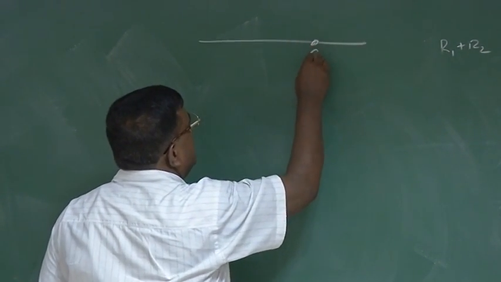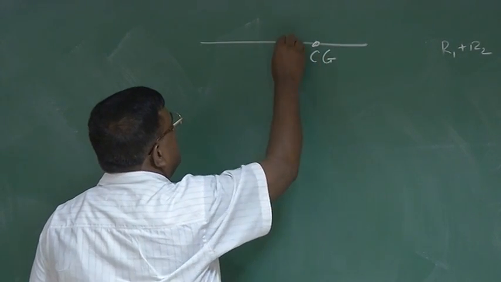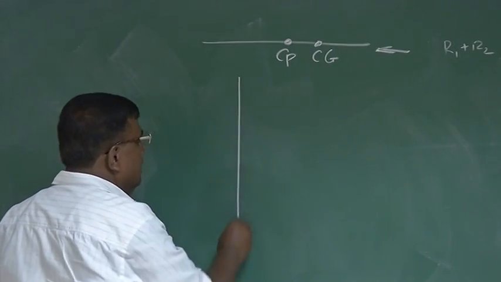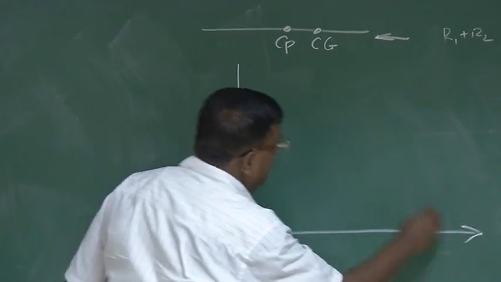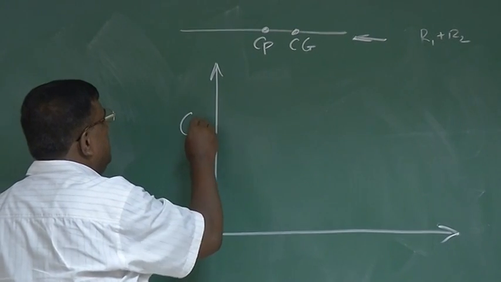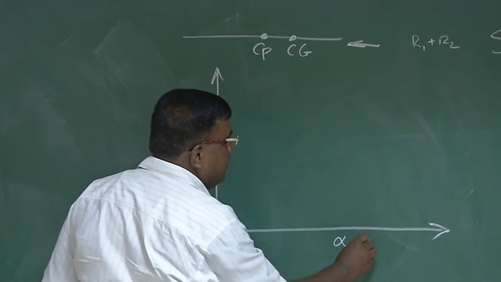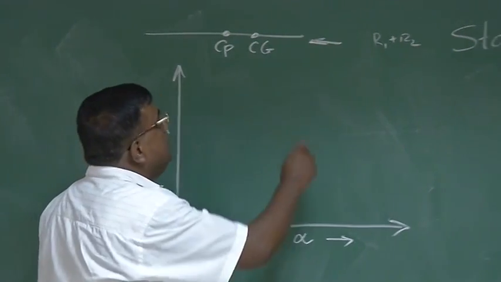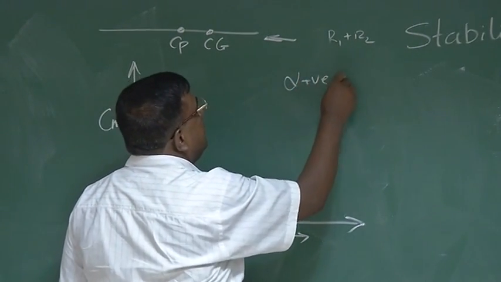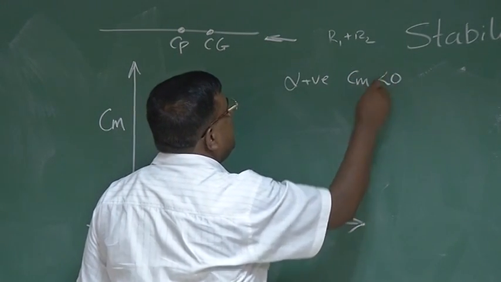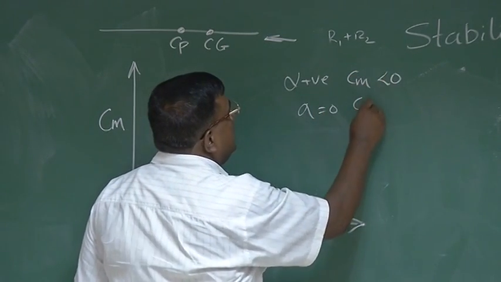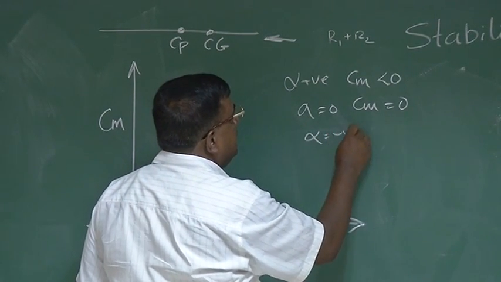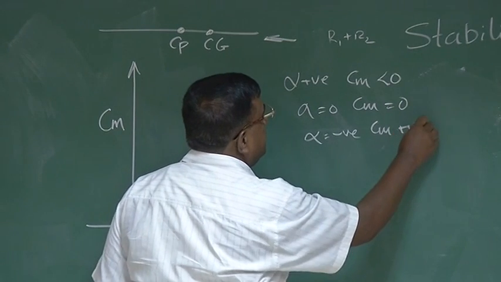What we are saying, this is the CG, and CP is here, and it is like this. We know it is statically stable. I am now translating this to the behavior of pitching moment coefficient with angle of attack. And what we have noticed is that for alpha positive, Cm is negative. For alpha equal to 0, Cm equal to 0. For alpha negative, Cm is positive.